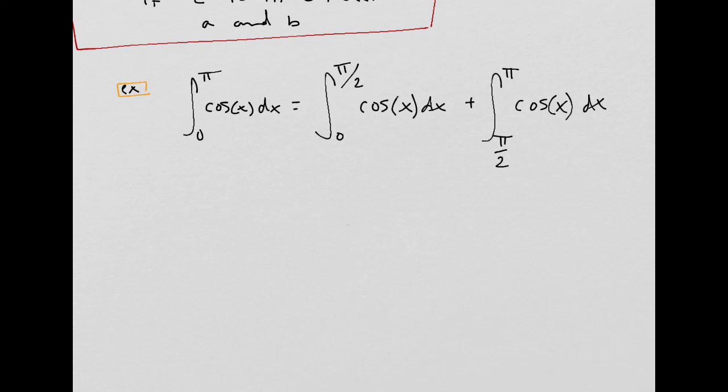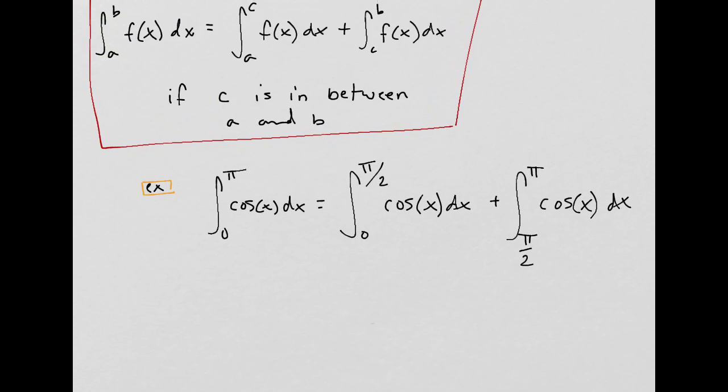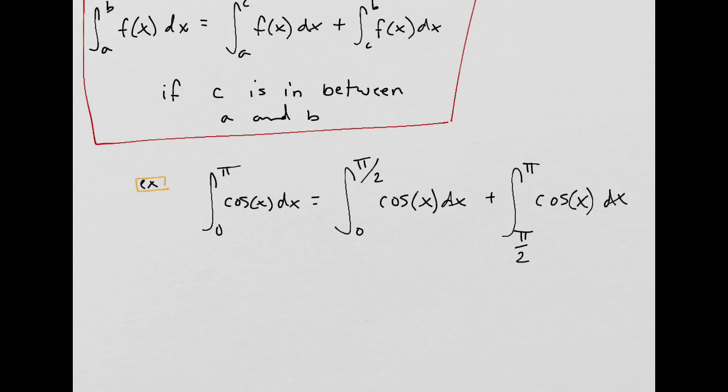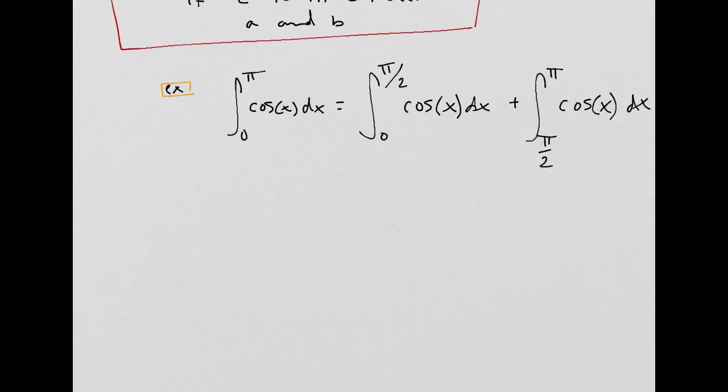That's what that means. So just take the area halfway and add it to the area of the other halfway, or any distance in between. It could be 0 to pi over 6, and then from pi over 6 to pi. It doesn't have to be directly in the middle. It just has to be in between. Okay, cool. That's that property. Let's move on.